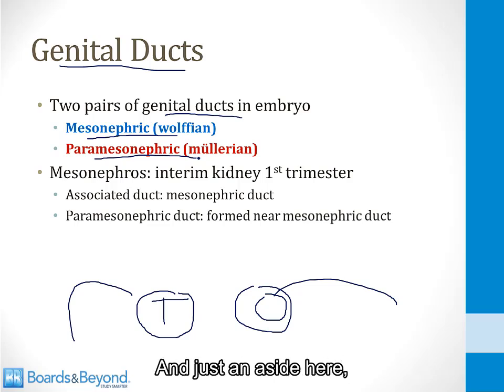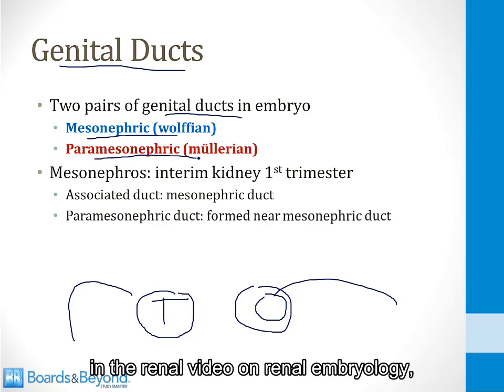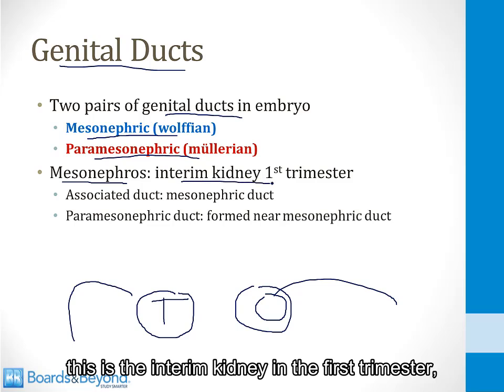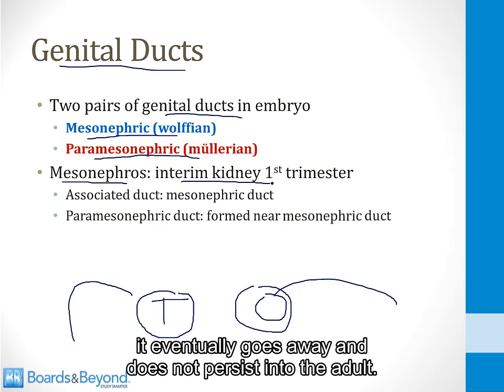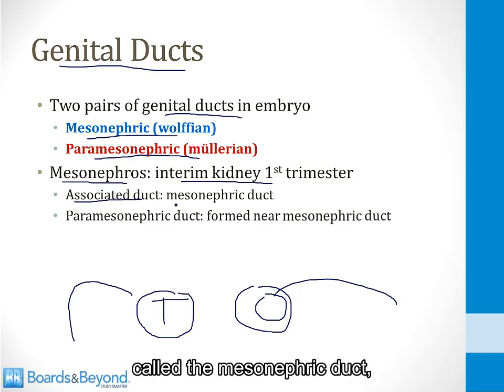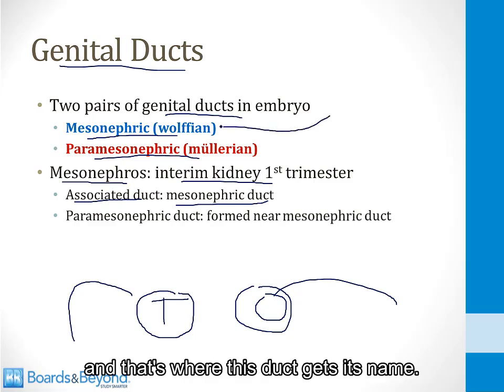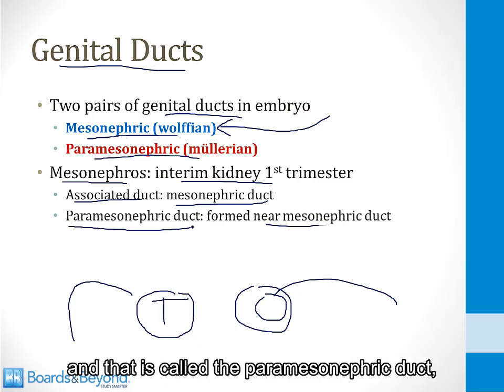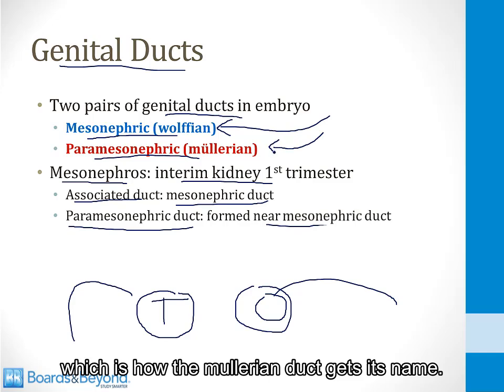And just an aside here, in the video on renal embryology, I talked about the mesonephros. This is the interim kidney in the first trimester. It eventually goes away and does not persist into the adult. However, it has an associated duct called the mesonephric duct, and that's where this duct gets its name. It also has another duct that is near the mesonephric duct, and that is called the paramesonephric duct, which is how the Mullerian duct gets its name.